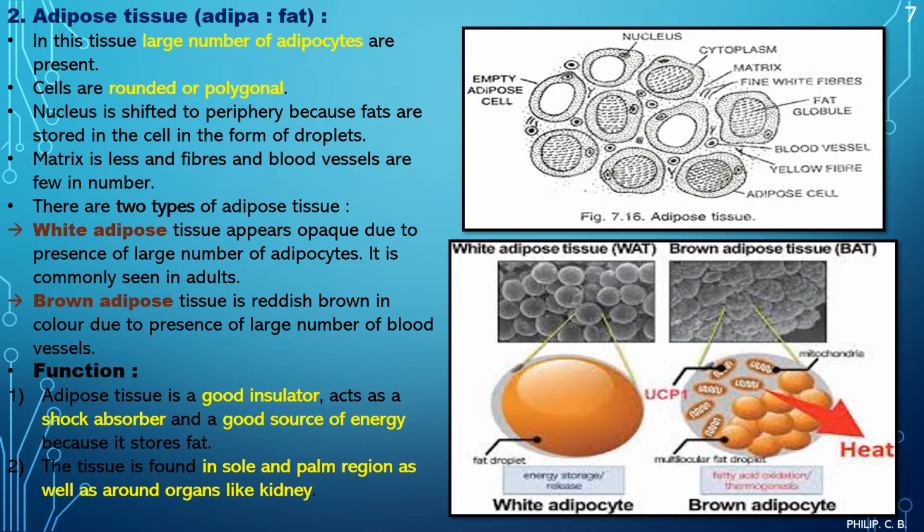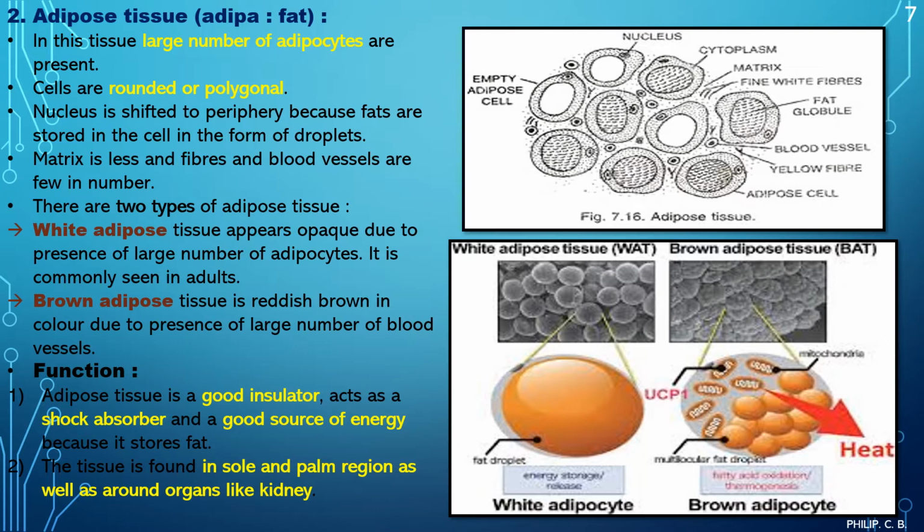Moving further to the second type, adipose tissue. The term adipo means fat. There are a large number of adipocytes present in these tissues. Cells are rounded or polygonal in shape, means they are round or polygon in shape. The nucleus is shifted towards the periphery because fats are stored in the cell in the form of droplets. Because of excess fat, the nucleus comes onto the side, or lies towards the edge or the periphery of the cells. Further, the matrix is less, and fibers and blood vessels are few in number.